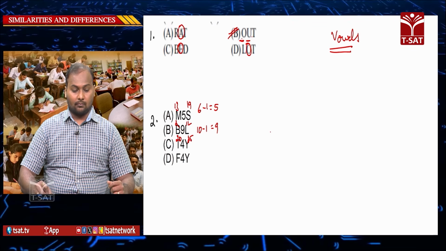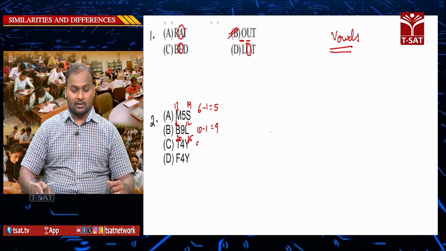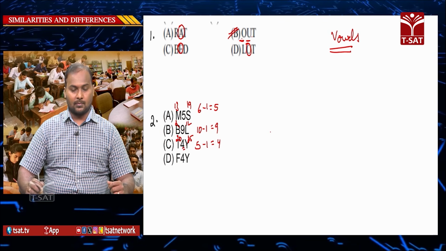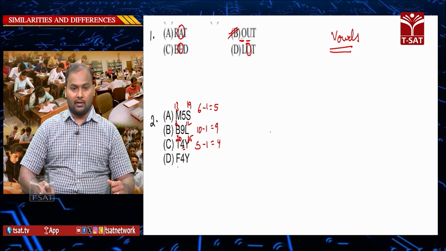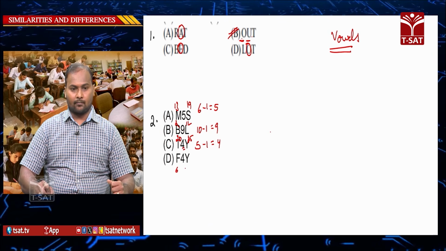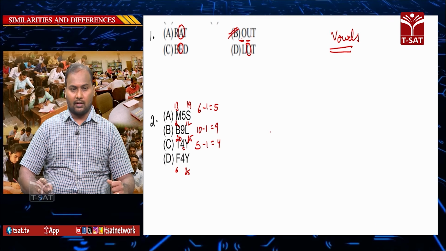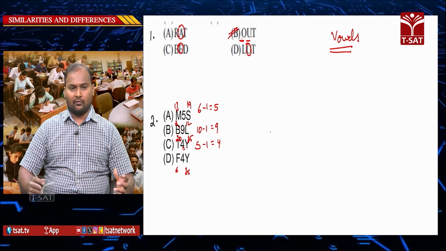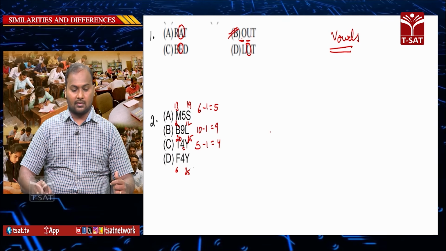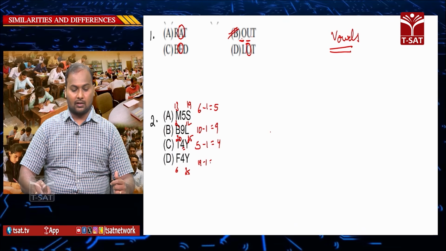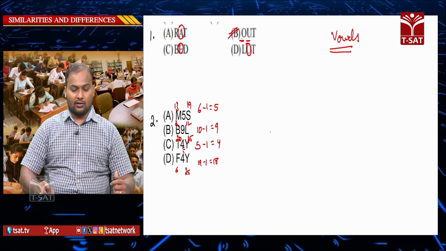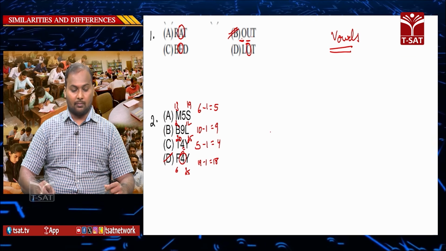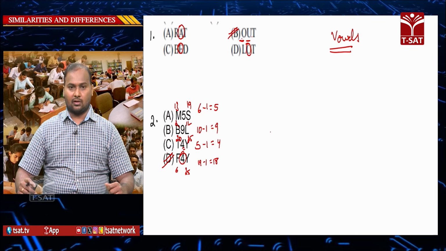That is 25 minus 20, that is 5, 5 minus 1 equal to 4, and the center letter is also 4. And in coding and decoding, we know F is 6 and Y is 25. If you see the difference here, it is 19. 19 minus 1 should be 18. So the center should be 18, but it is 4. Obviously, option D becomes wrong. So your answer is option D.